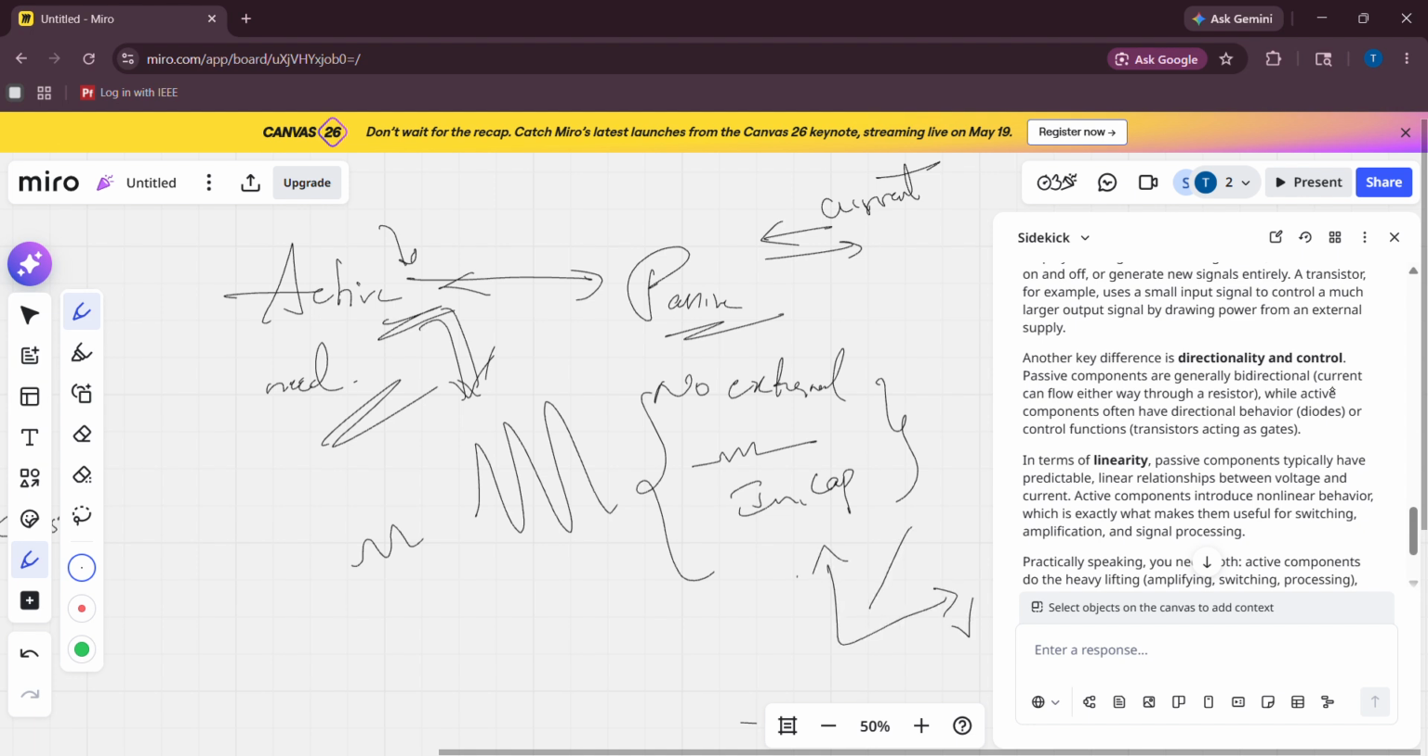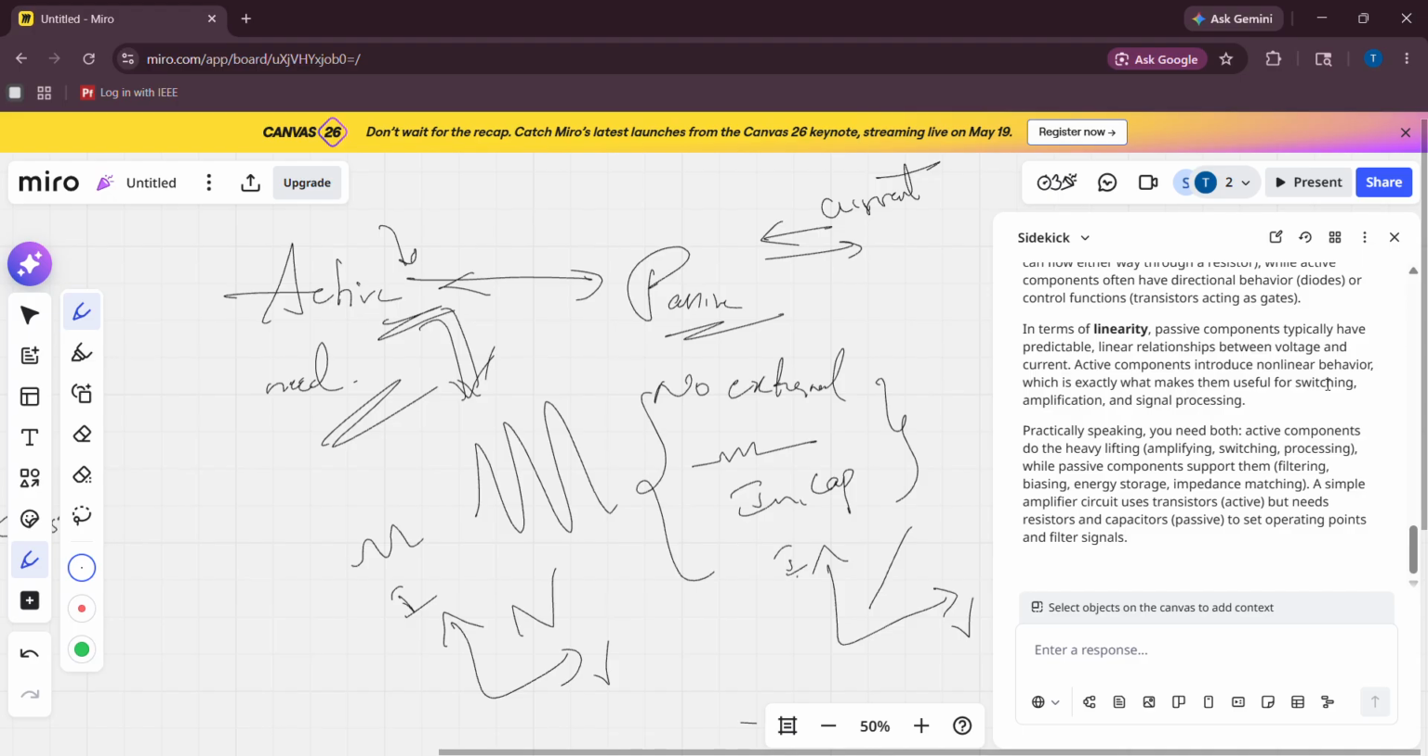In terms of linearity, passive components typically have a predictable linear relationship between voltage and current. If the voltage increases, the current also increases. Active components introduce non-linear behavior. There will be some fluctuations, so the output can't exactly match the signal. The current is not simply dependent on the voltage; it is non-linear with voltage and current.